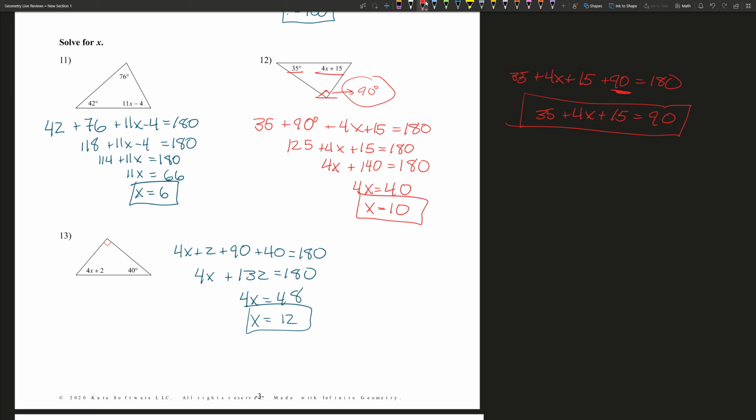I would rather you start from this step here, because that shows me that you know that the sum of all these angles add up to 180. The reason that works is because you have a right angle inside it. If you didn't have a right angle inside it, then it wouldn't. So I would rather you start here, but I guess technically you did it right.